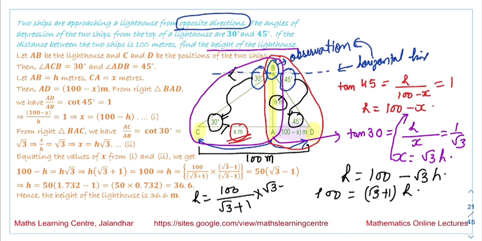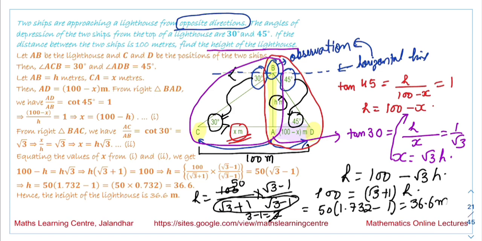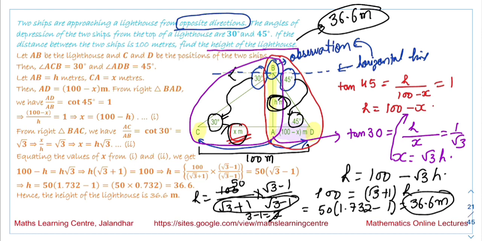We multiply and divide it with root 3 minus 1. This denominator part will become 3 minus 1, that is equal to 2. This 2 gets cancelled, it is 50 over here. The answer we are getting is 50 into (1.732 minus 1). On solving this, you will get 36.6 meters. So this is the value of h that we have to calculate. That is the height of this lighthouse, it is 36.6 meters.